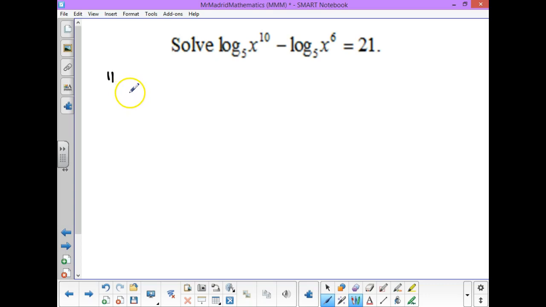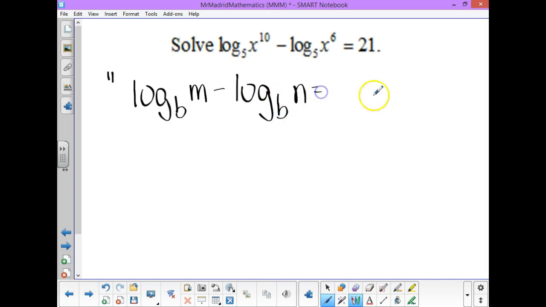So what did that look like here? We had log base b of m minus log base b of n, which ended up equaling log base b of m over n. I do like to put this expression in parentheses so it can be much more easily distinguished from that base b. Anyway, that's just what I'm feeding off of.